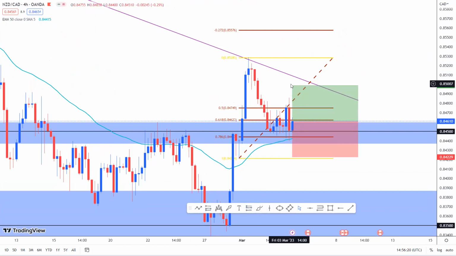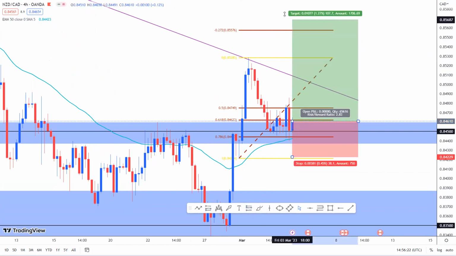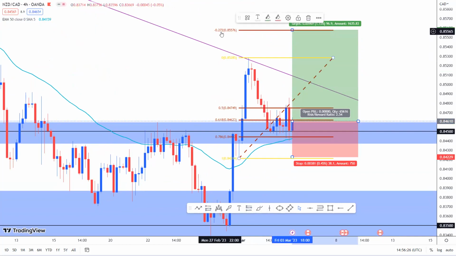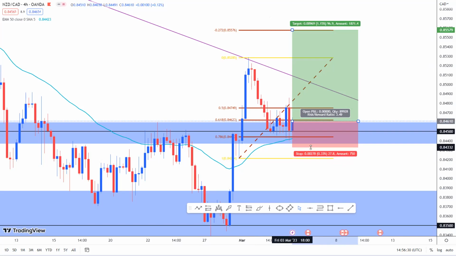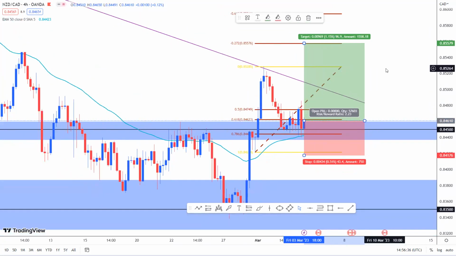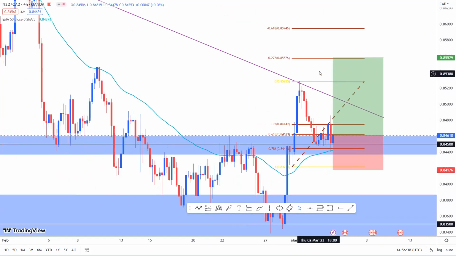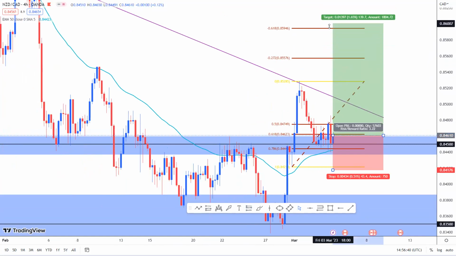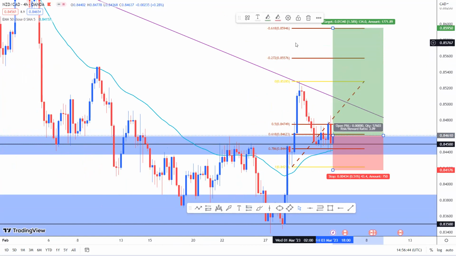And then be looking to target negative 27.2 as a first take profit on this. Or you can choose to hold this all the way to the negative 61.8.